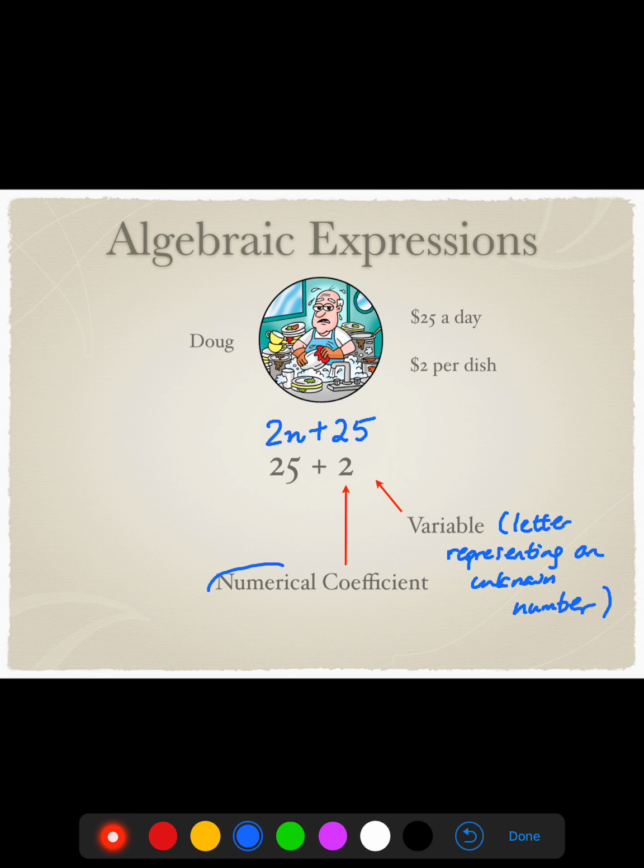Next, it's the numerical coefficient. A numerical coefficient is defined as the number multiplied by the variable. Again, the number multiplied by the variable is the numerical coefficient.